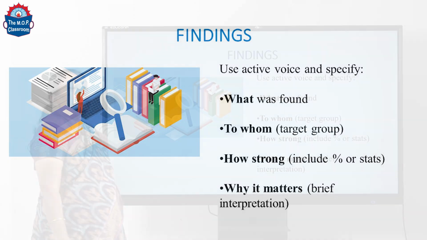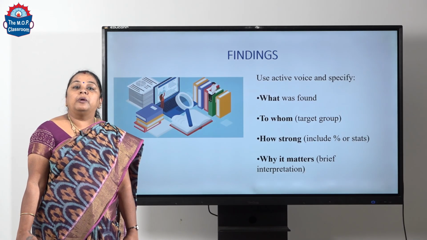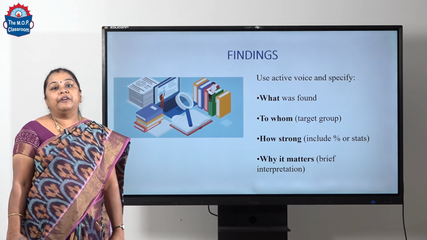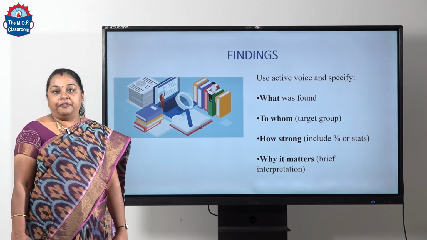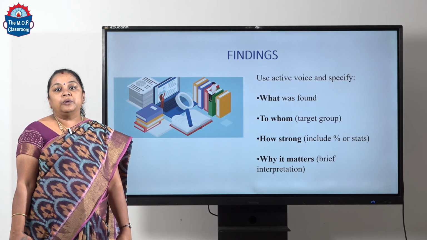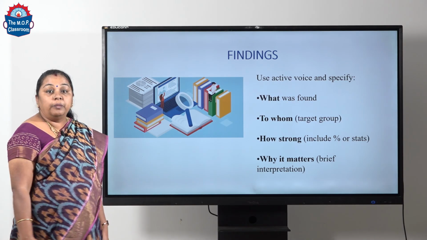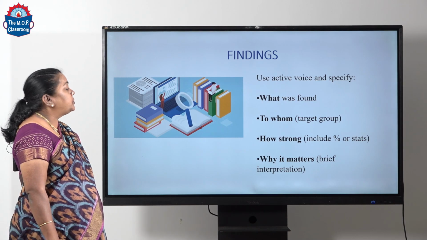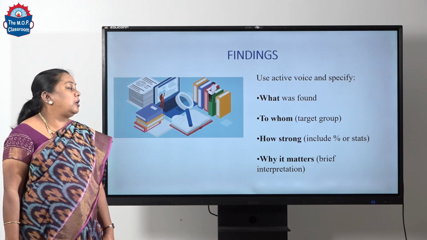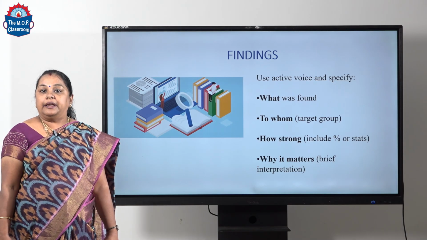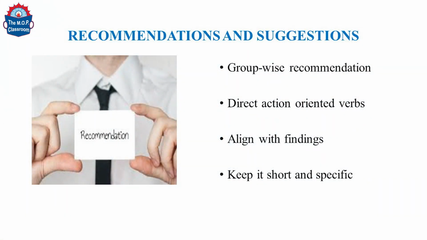In the findings, in the literature review, you would always use past tense, because you are going to review the paper which has already been contributed. But findings is the work of you, and so you will be using active words as to what was found, to whom was it meant, how strong. You mention percentages as to how strong the data was supported or not supported, and why it mattered in brief lines. Once you finish the findings, it is for you to give recommendations.